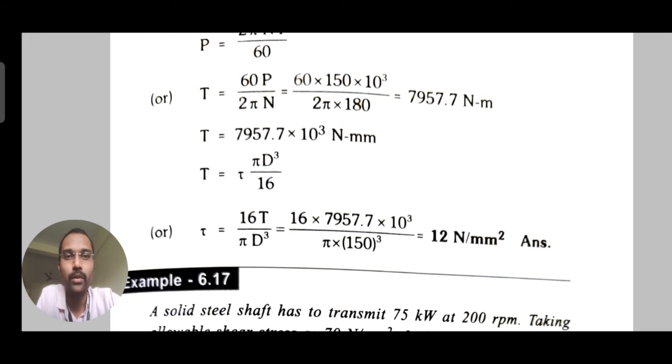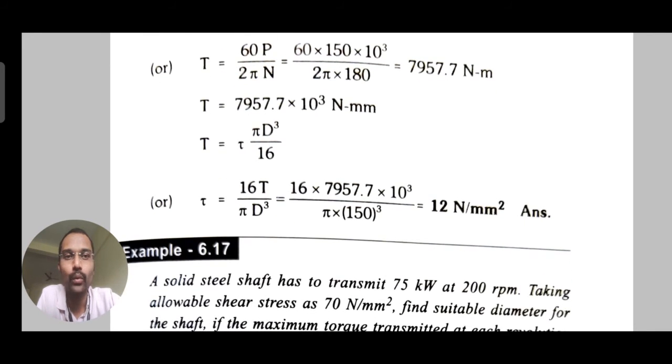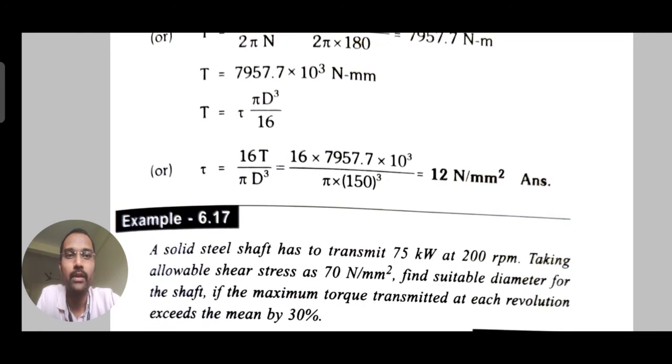Now substituting into the formula T equals tau into pi d cube by 16, we get the tau value. We know the torque, 7957.7 into 10 to the power of 3, divided by pi into d cube, with diameter 150. So finally you get the shear stress induced in that shaft, which is 12 Newton per mm square.